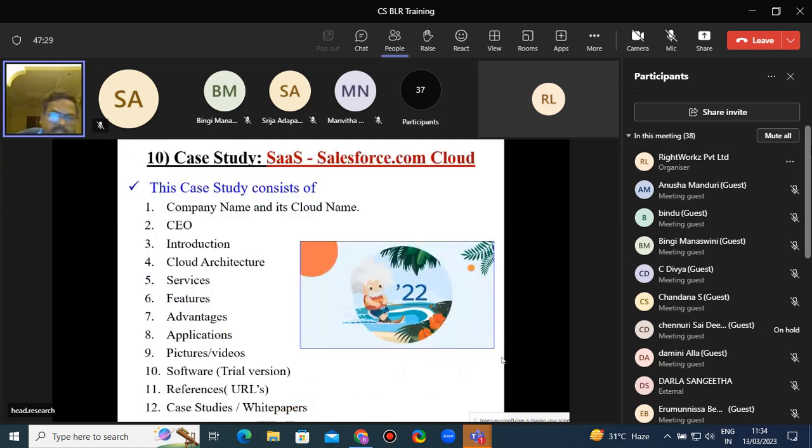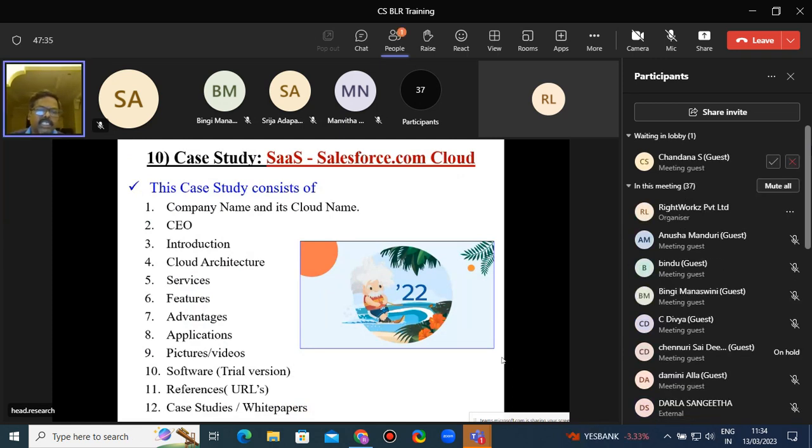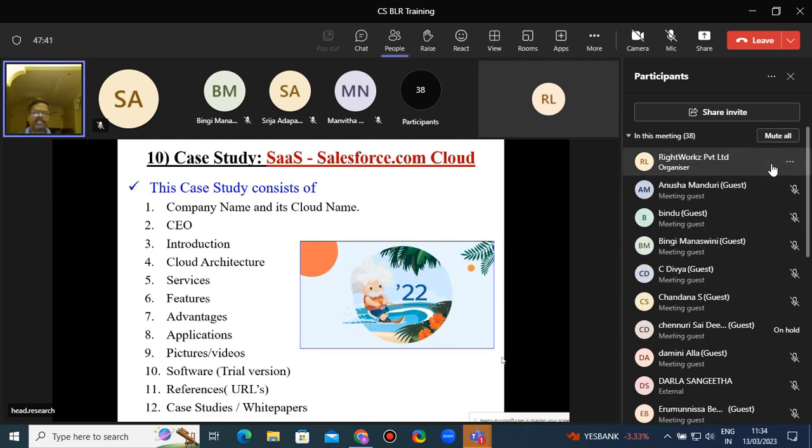Then the case study of software as a service, like Salesforce.com. This case study consists of company name and its cloud name, chief executive officer of Salesforce.com, Mark Benioff. So Salesforce.com is one of the famous customer relationship management tools, and the cloud architecture, services, features, advantages, applications, pictures or videos, software trial version, references, URLs, uniform resource locator, case studies, white papers, etc.